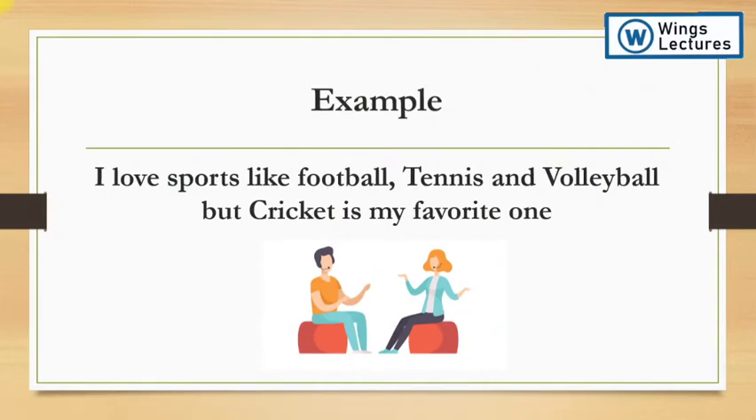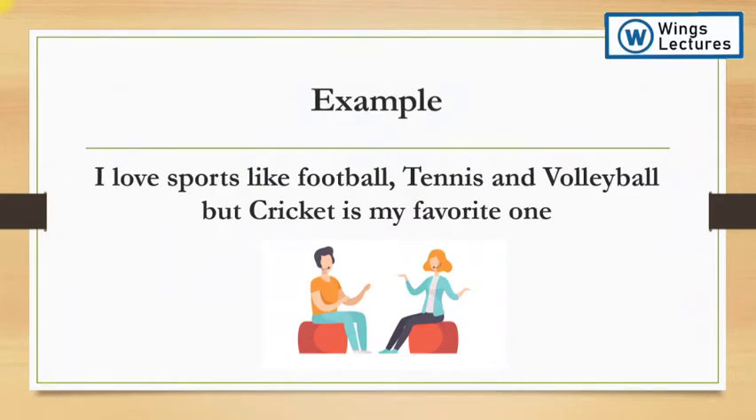Now for example, I'm going to have a conversation with one other person: I love sports like football, tennis and volleyball, but cricket is my favorite one. If you want to talk to someone else in front of you, some other human, it's possible to convey it like this, right? I love sports like football, tennis and volleyball, but cricket is my favorite one. Definitely the other person will understand that cricket is your favorite sport, but you like all other sports also, like football, tennis and volleyball.